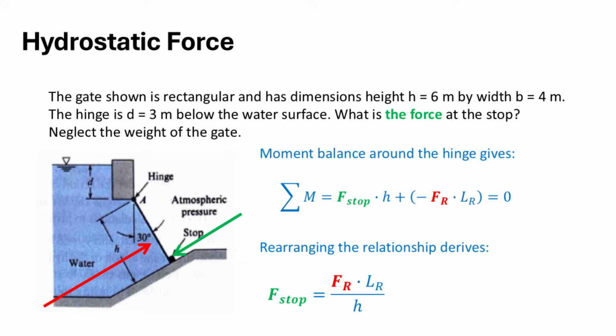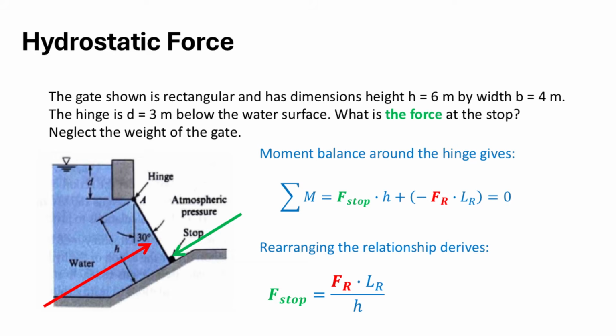Now we can rearrange this relationship to find the expression for the stop force, which could be directly calculated if we know as few as 3 independent parameters. These parameters are, first, the height of the gate, H. This is directly given in the statement. H equals 6 meters.